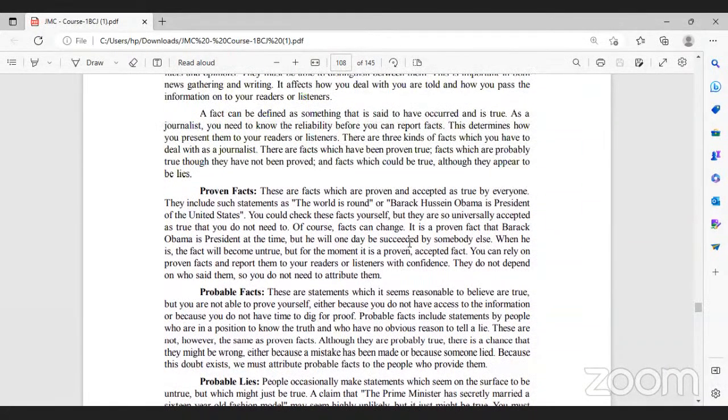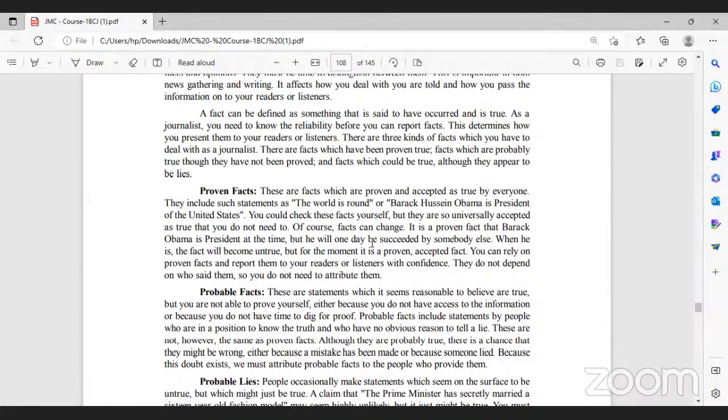proven facts are those which are proven and accepted as true by everyone. So, for example, the world is round, or Barack Obama is a president. So, these are all proven facts. You could check these facts for yourself.